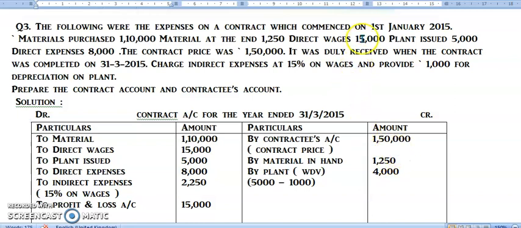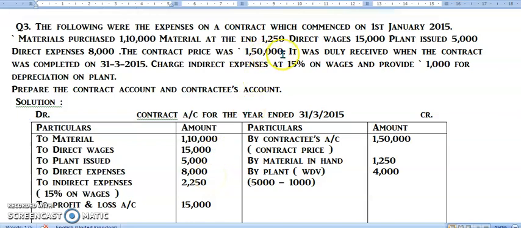1,250. Next you have to write direct wages of 15,000. Again on the debit side we are recording. Then we have plant issued of 5,000. Again you are recording that plant issued on the debit side, because that is also considered as an expense. Direct expenses of 8,000. Again we are writing it on the debit side, at rupees 8,000.